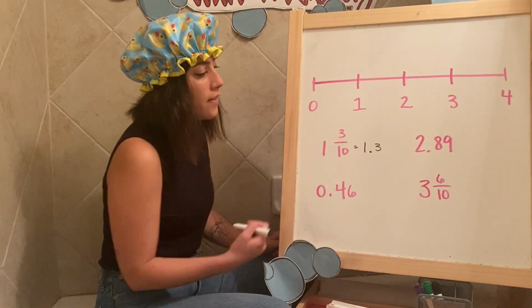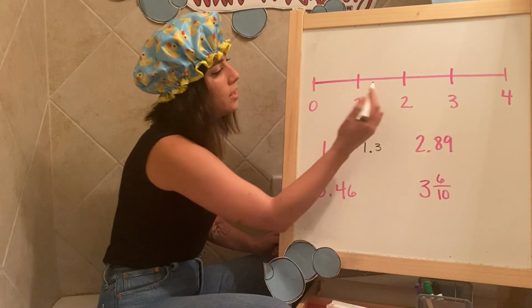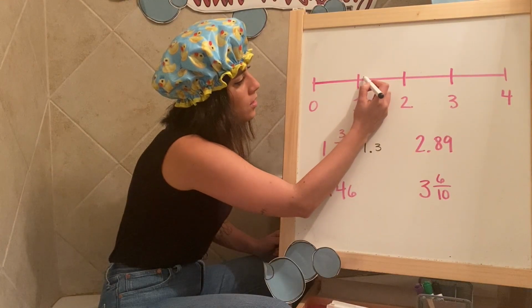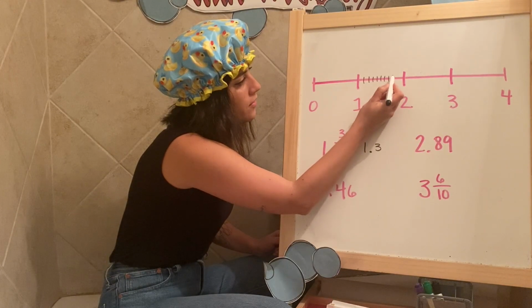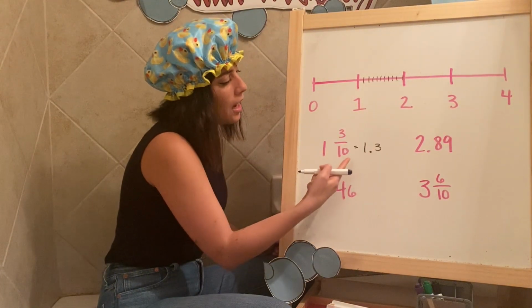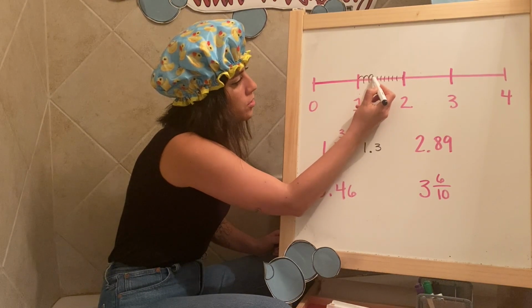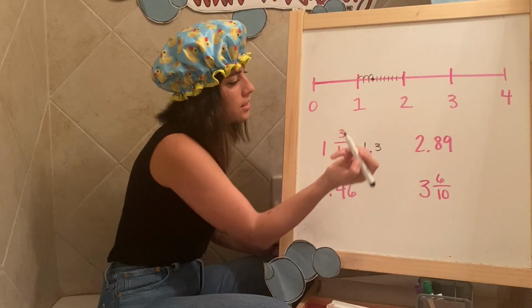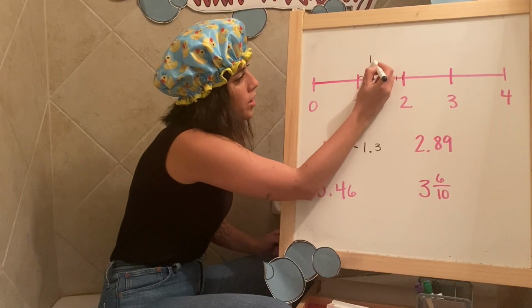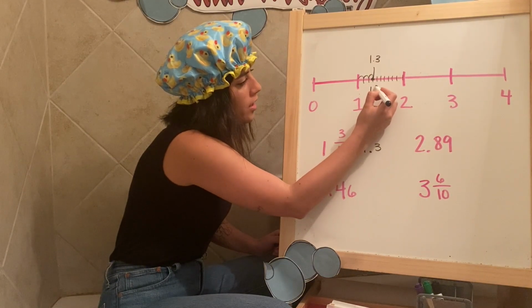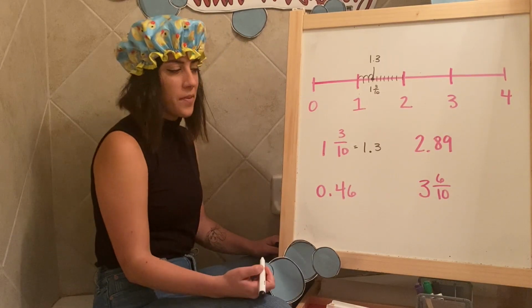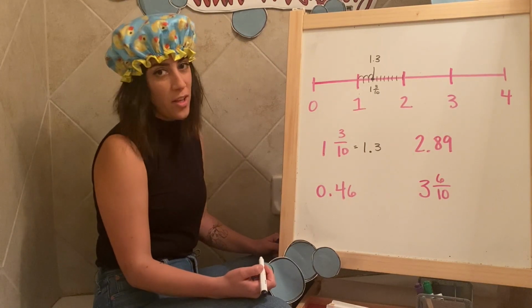Okay, I can find this on the number line. I have 1. If I were to split this up into tens, 1, 2, 3, 4, 5, 6, 7, 8, 9, and then 10, I would have 1.3. So 1.1, 1.2, 1.3. So it would land here. This would equal 1.3 or 1 3/10. Okay, let's try another one.